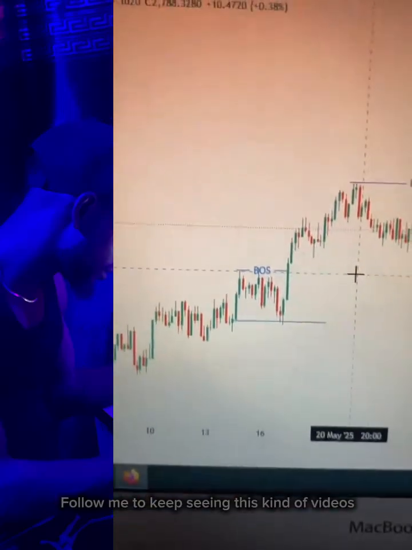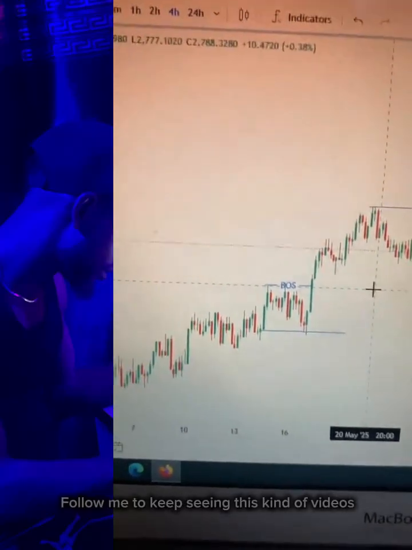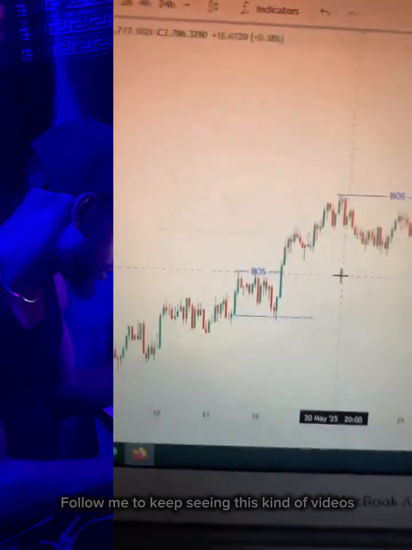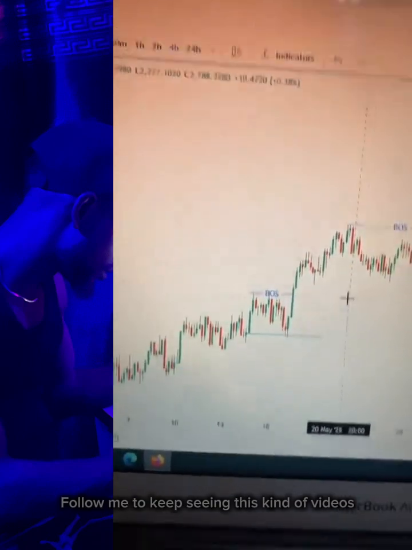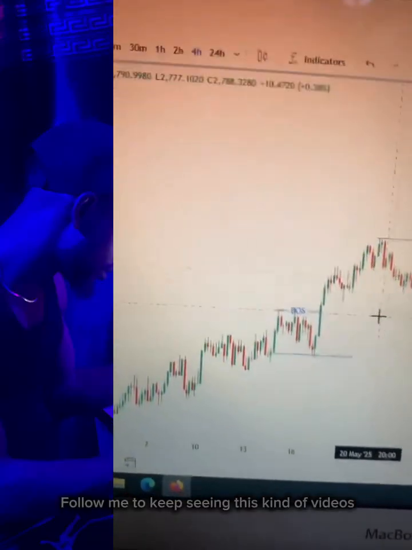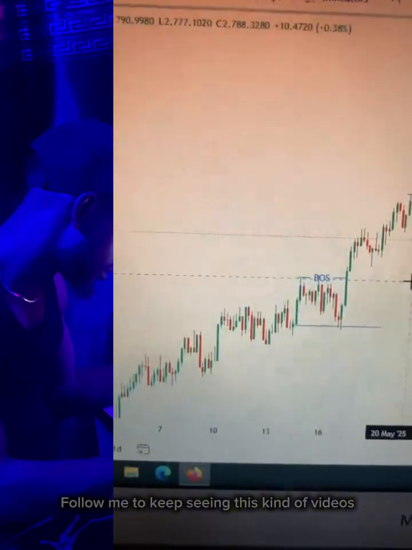Another thing to consider for you to have a valid break of structure. If you do not see this second thing, my guy, your break of structure will not be valid. Even though price sweeps liquidity, if you do not see the second one, your break of structure is not valid. What is the second thing?